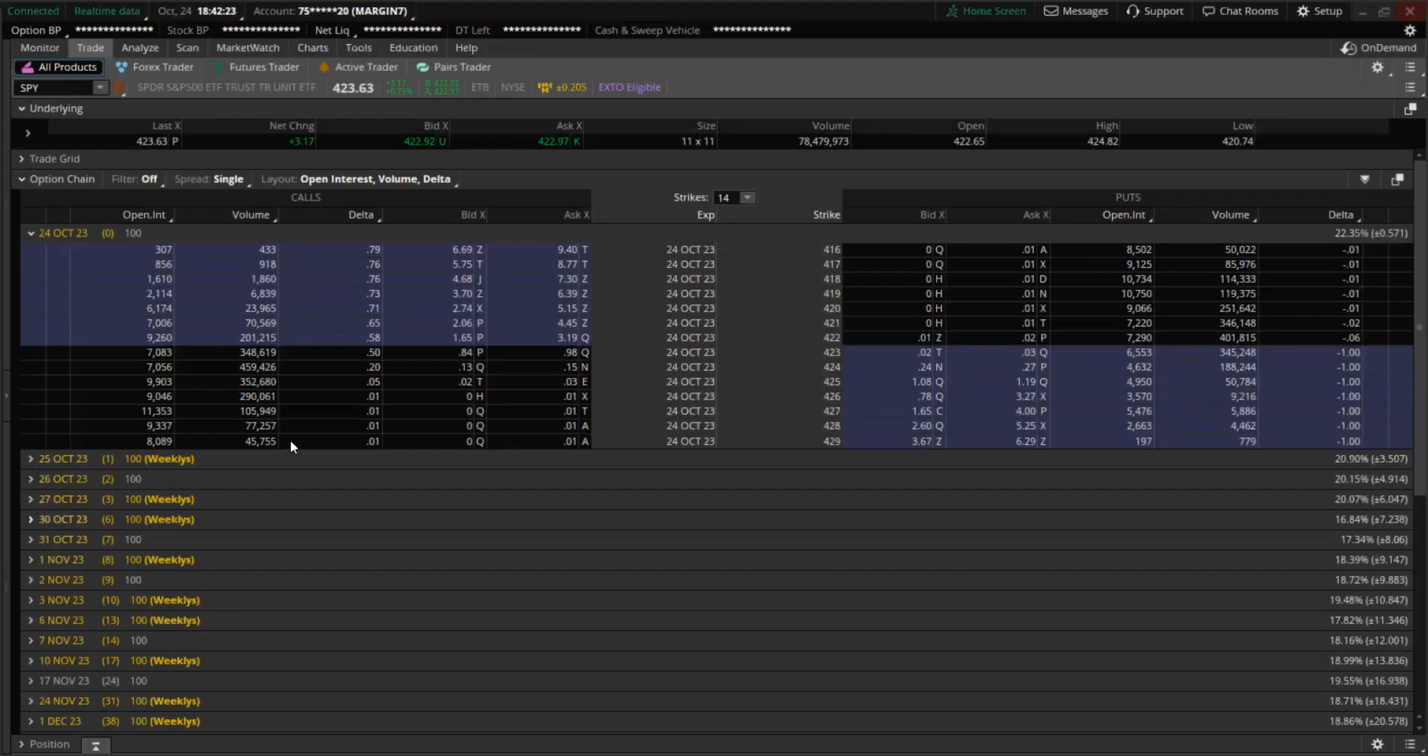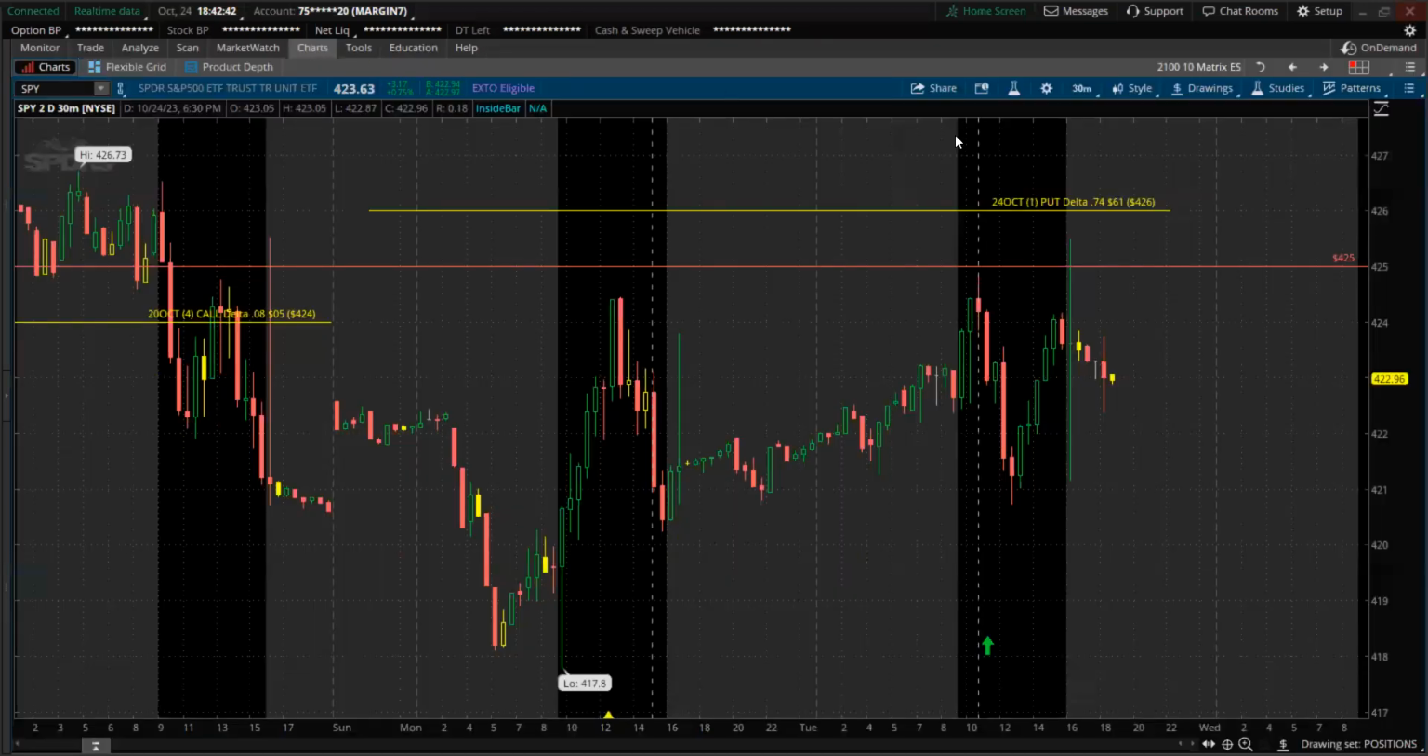And here on the side, so puts. And you're going to see the strikes here. Again, I selected the 426 strike. And these deltas are no longer valid here on the right. But just go back to the chart and I'll show you. At that time, when I put this trade on, the stock was approximately $423.